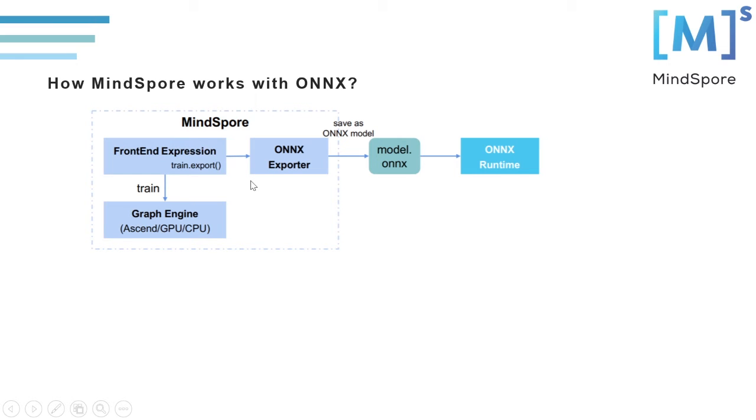So firstly, users can use the MindSpore model train API to perform model training and save some checkpoint parameters. And secondly, users can call the export method to convert the MindSpore model to an ONNX model. And thirdly, you can perform model inference on ONNX Runtime or other runtimes like TensorRT or TF Lite.